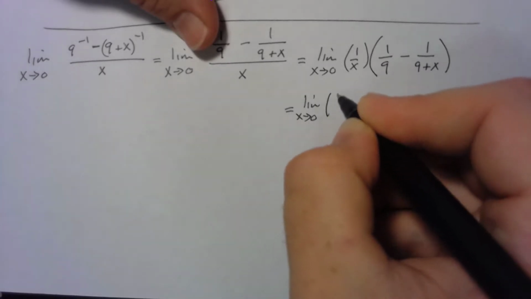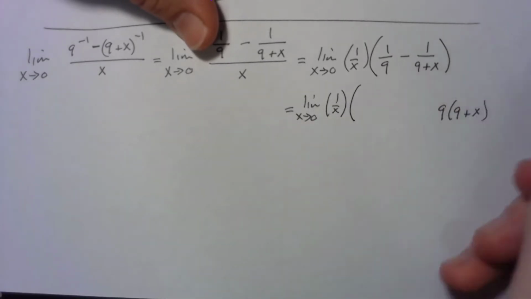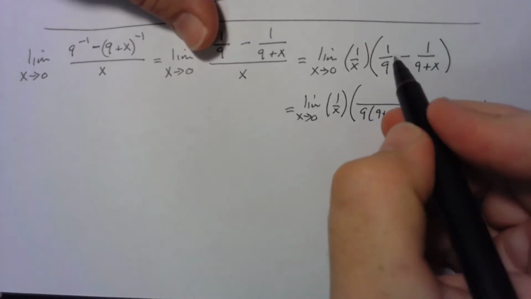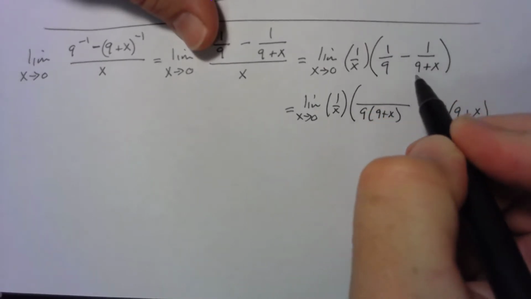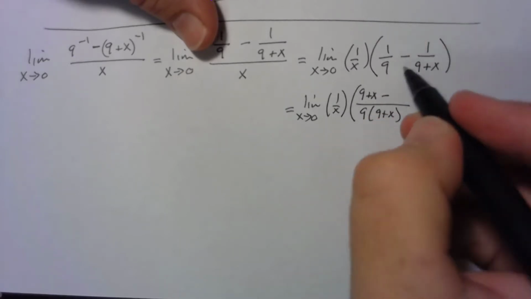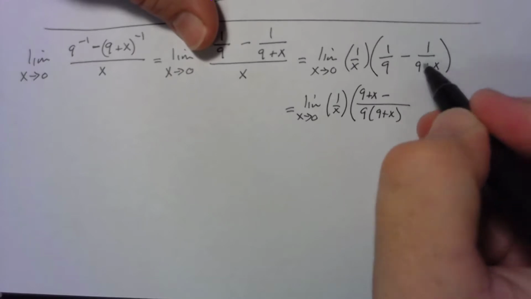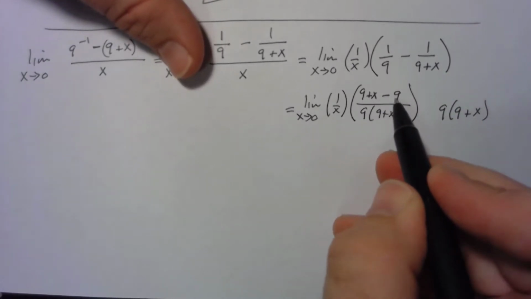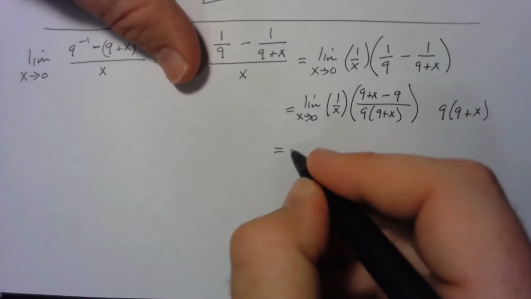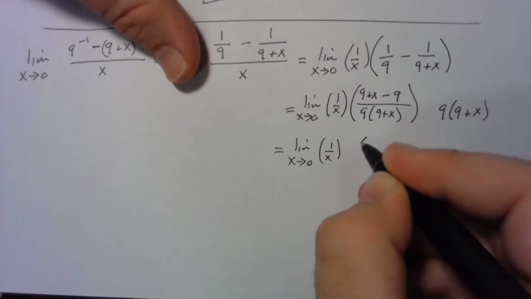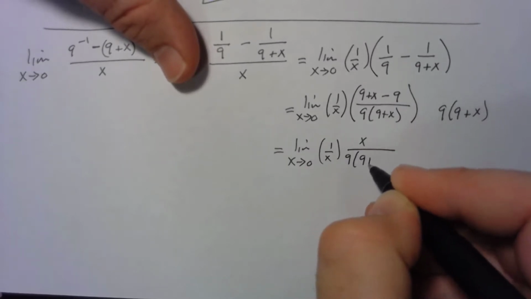0 of 1 over x times the common denominator of 9 plus x, and on top, if I multiply this piece here by 9 plus x, it becomes 9 plus x, minus, if I multiply this entire piece, on top and on bottom, by 9, I'm left with 9. And now I'll see that 9 minus 9 leaves an x. So I get the limit as x goes to 0 of 1 over x times x over 9 plus x.